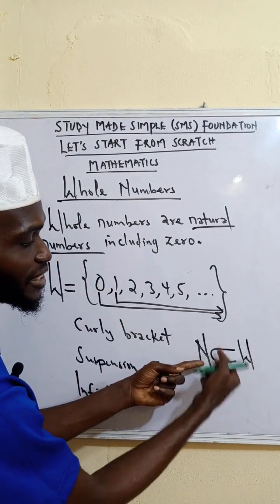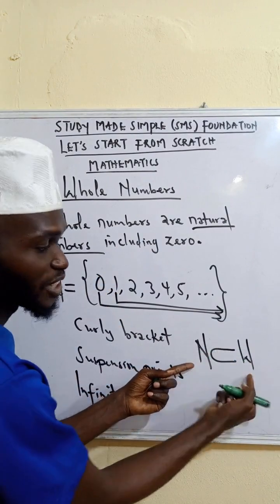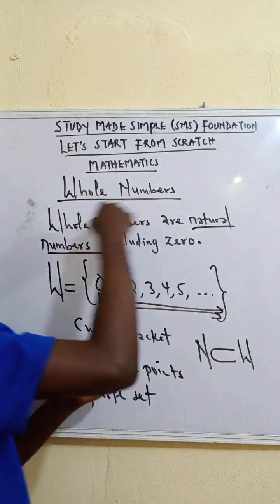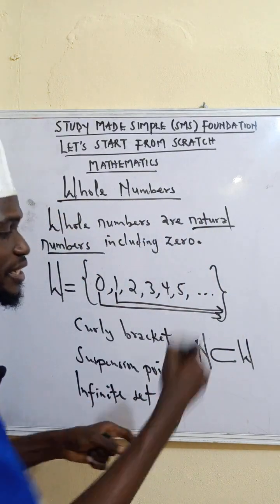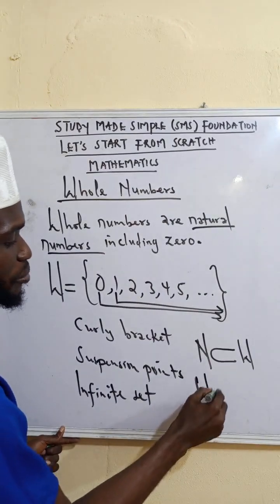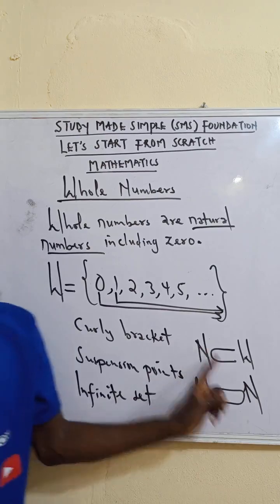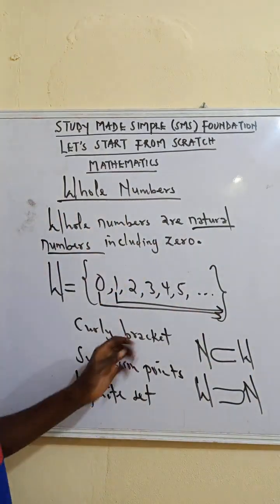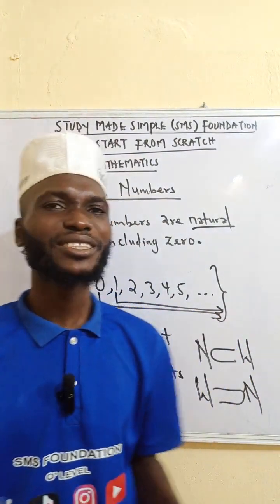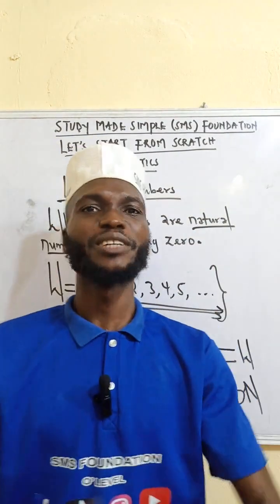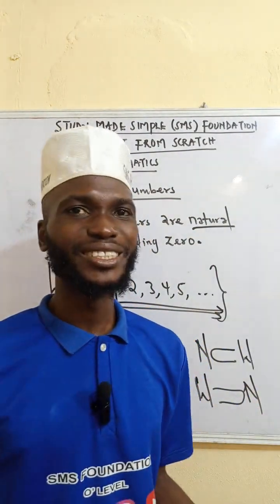So we can use this symbol to represent a subset of whole numbers. That is, it is inside the set of whole numbers. Again, we can say whole numbers contain natural numbers. That is, the set of whole numbers contains the set of natural numbers. So mathematics is very easy. Once you know the concept, you will understand it. It's very easy. Thank you.